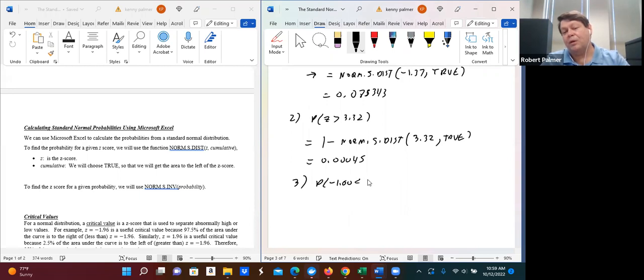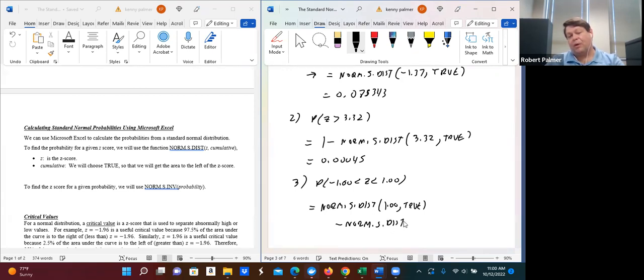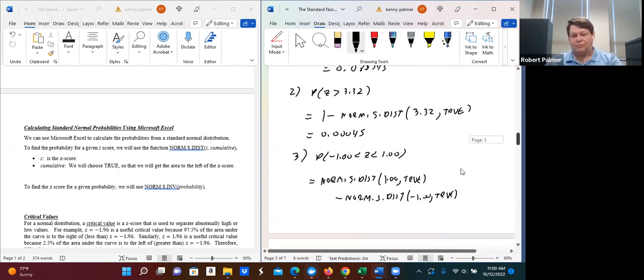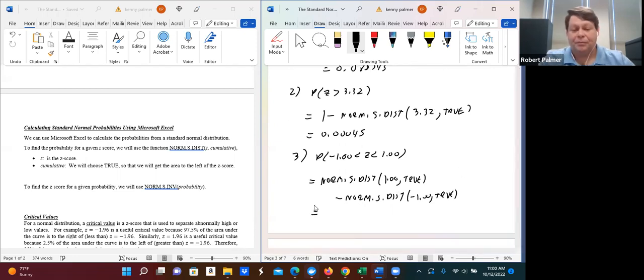All right, and then number 3, for the area in between, so the probability that z is between -1 and 1, then as you might guess, we just do as we did with the table. So norm.s.dist of 1.00, true, then minus the same thing with -1. Okay, let's do that and see what we get.